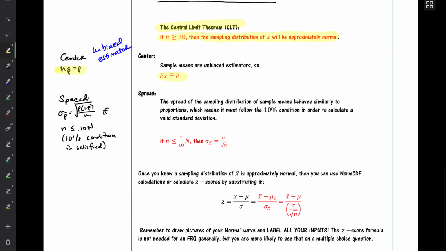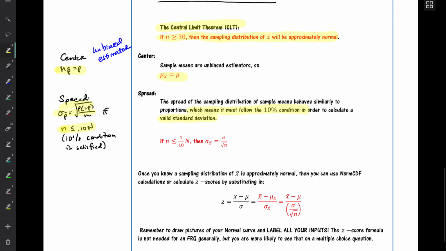Next, we talk about spread. Remember that we had to check the 10% condition. Our sample must have been less than 10% of our population in order for us to reliably calculate the standard deviation of the sampling distribution. The same is going to be true when we start talking about means. The spread of the sampling distribution of the sample means behaves similarly to proportions, which means it must follow that 10% condition in order to calculate a valid standard deviation.